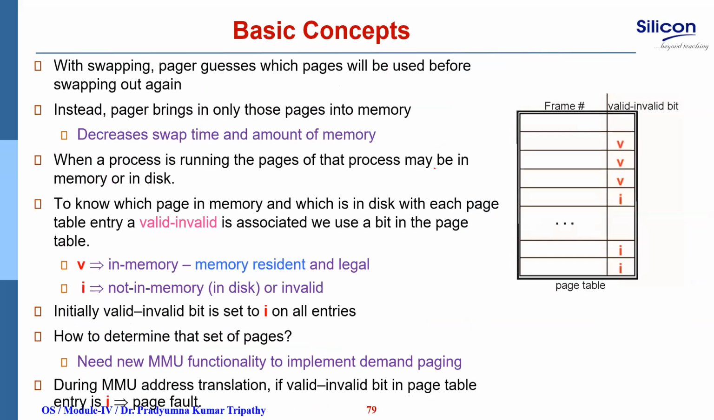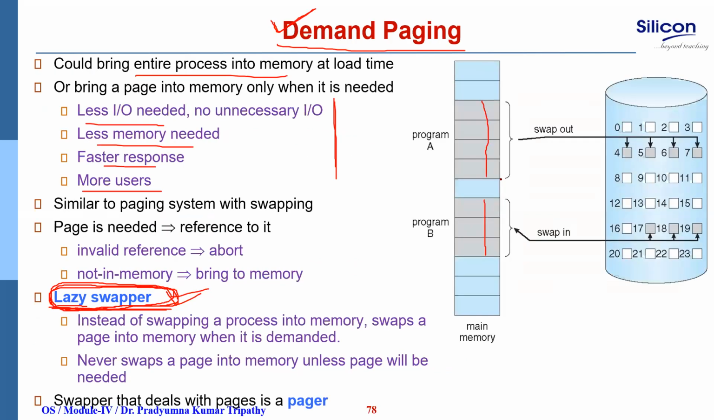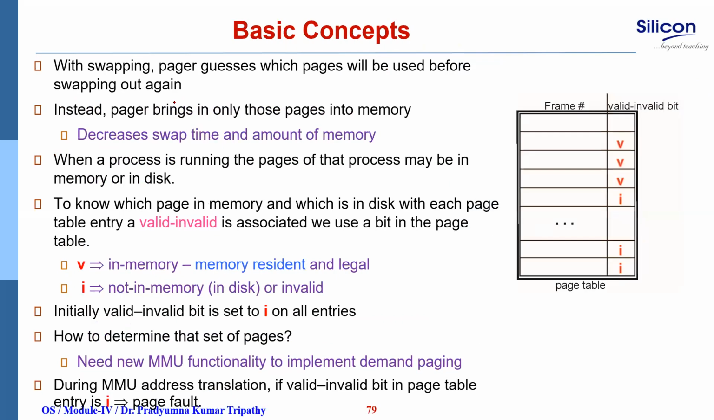So with swapping, what is a pager? A swapper that deals with pages is called a pager. In swapping, the pager guesses which pages will be used before swapping out again. Instead, the pager brings into memory only those pages which will be in use. Therefore, this decreases the swap time and the amount of memory needed, just by looking into which pages will be required.